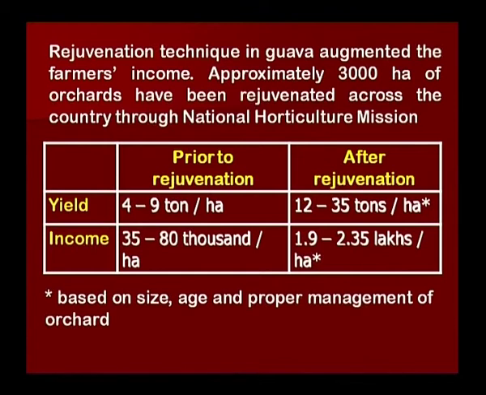Approximately 3,000 hectares of orchards have been rejuvenated across the country through the National Horticulture Mission, and the table given here shows the comparison in the yield and income of the crop prior to rejuvenation and after rejuvenation, and we can clearly see that the yield of the crop from 4 to 9 tons per hectare has increased to 12 to 35 tons per hectare after rejuvenation.